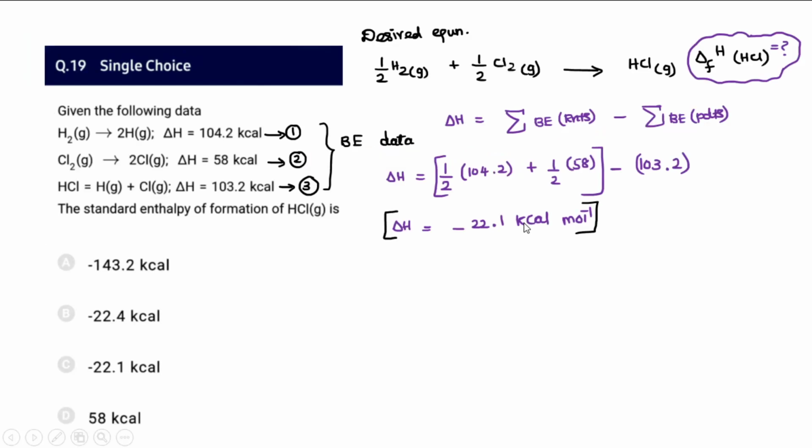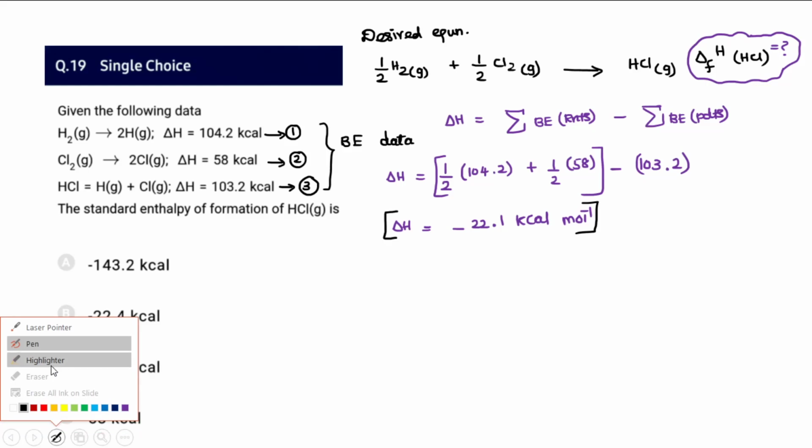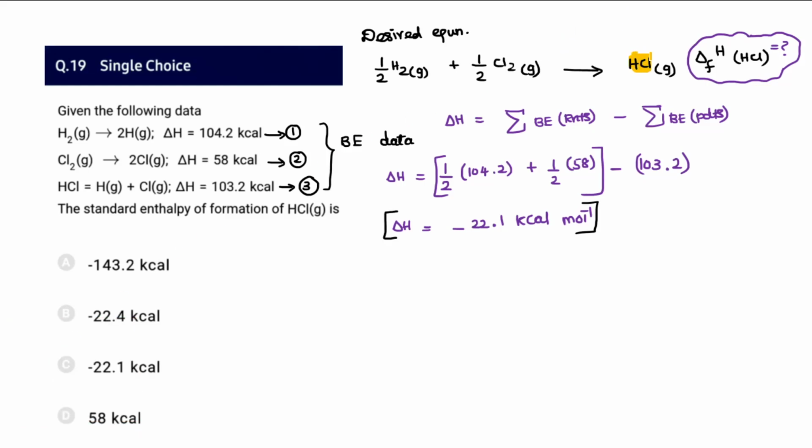Question number 19. There is a data given. The standard enthalpy of formation of HCl is asked for. The standard formation of HCl can be identified with the help of the desired equations. The equation I need here is one where 1 mole of HCl is formed from its stable elements, that is hydrogen gas and chlorine gas. So the formation enthalpy of HCl is asked for.